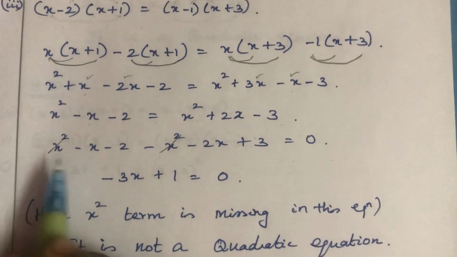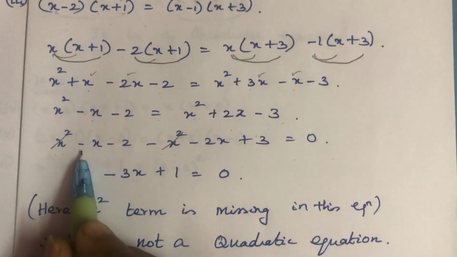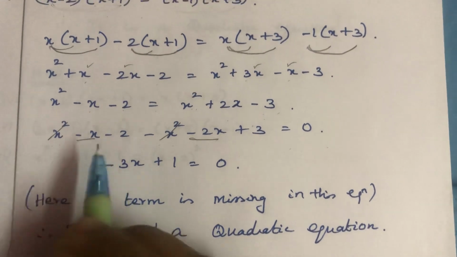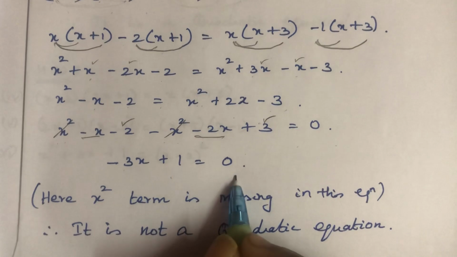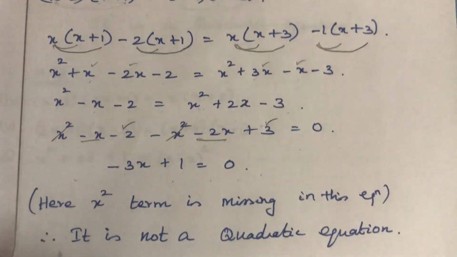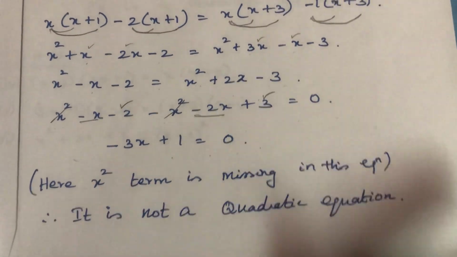Now one is plus x square, another is minus x square, so we can cancel. The rest of the terms are minus x minus 2x, it is minus 3x. Here minus 2 plus 3, when I am solving, is plus 1, equal to 0. In this case, x square term is not there. Therefore, it is not a quadratic equation.